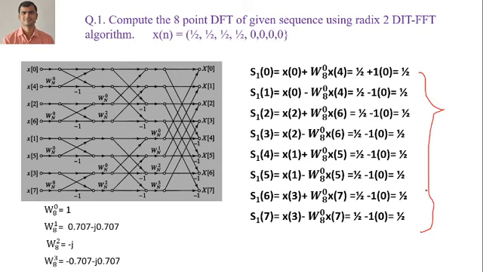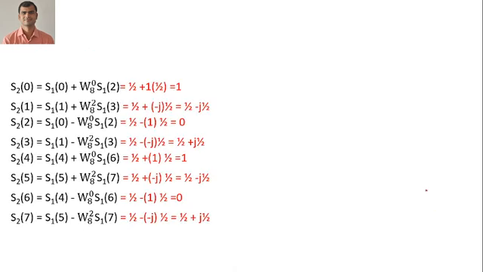Now in a similar way we have to find the output of stage 2. For stage 2, we simply need to put the value of S1 of 0. S2 of 0 is equal to S1 of 0 plus W80 S1 of 2. So 1 by 2 plus 1 by 2, it becomes 1. S2 of 1 is equal to S1 of 1 plus W82 S1 of 3. I will show you here.